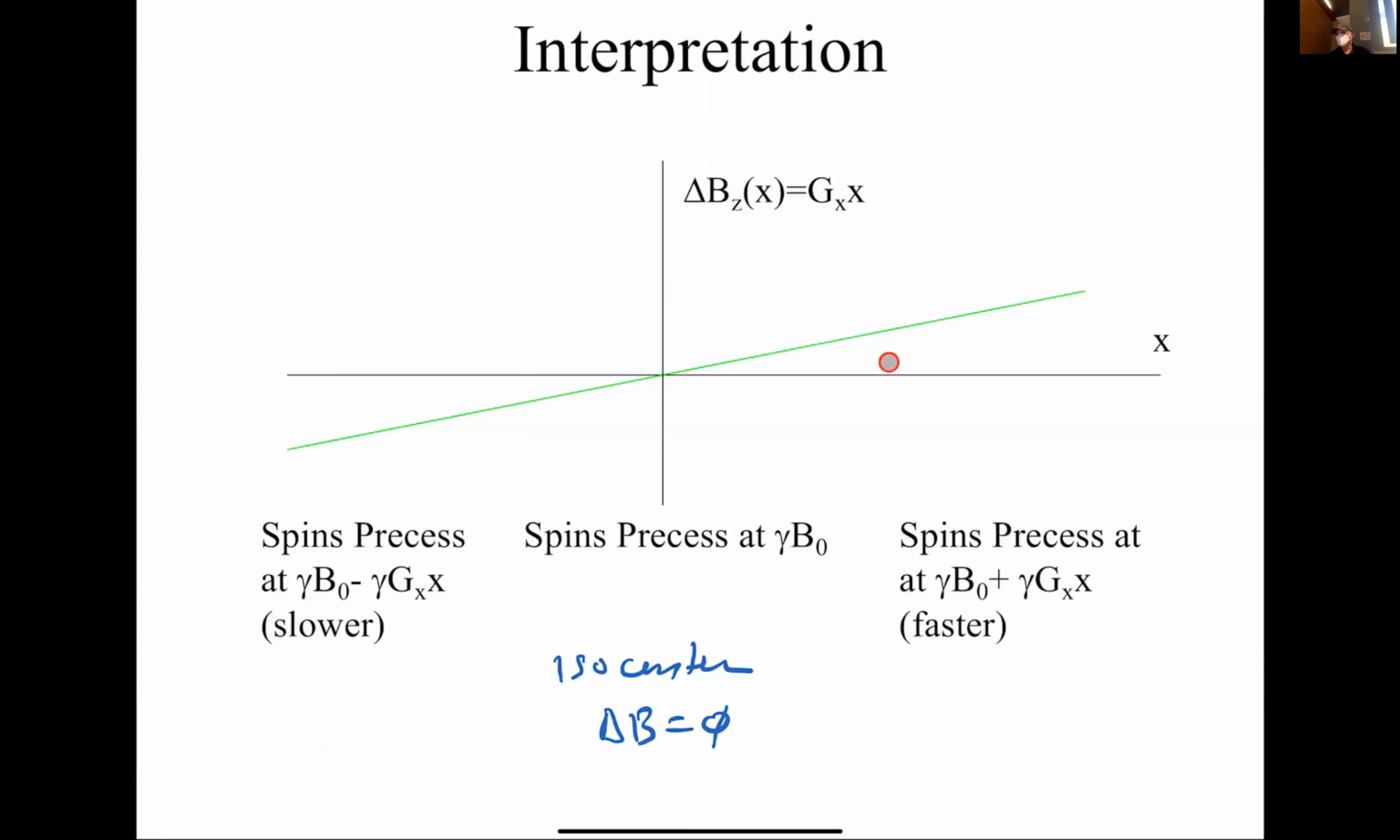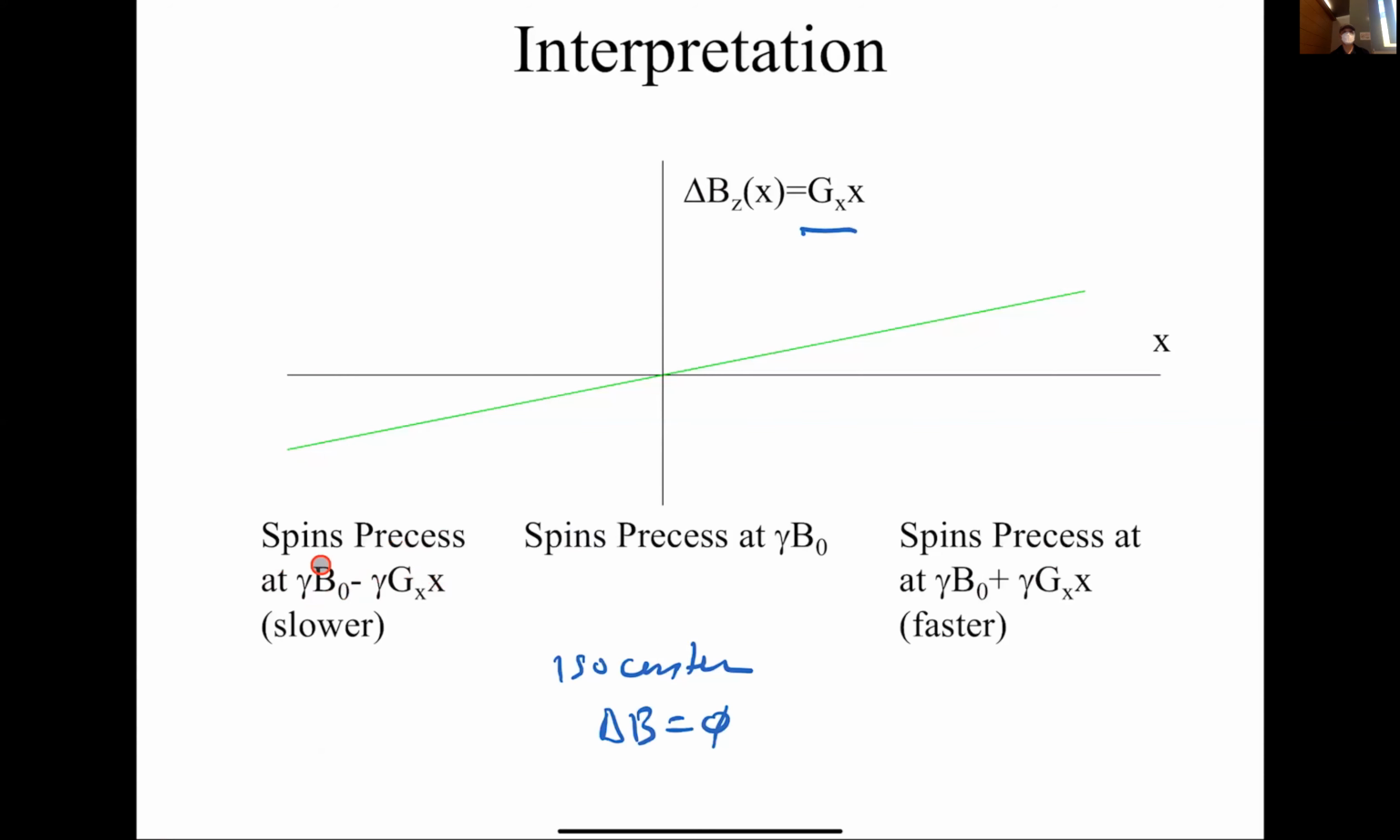If I go off here in the positive X direction, now I'm assuming this linear gradient GX, so that's a linear function of X, GX times X. The delta BZ I'm adding is GX times X, and so spins here, because the field is stronger, are going to precess faster. And spins here, where X is negative, so GX times X is negative, have gamma B0 minus gamma GX times X, a smaller field, so these spins are going to spin more slowly. So that's the key concept: we're going to make spins spin at different frequencies.